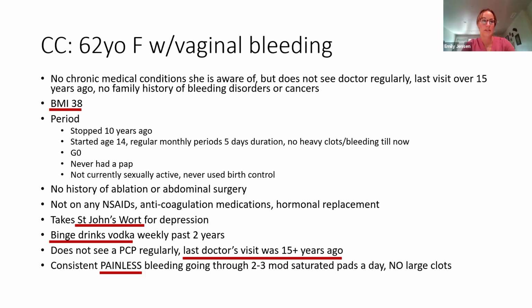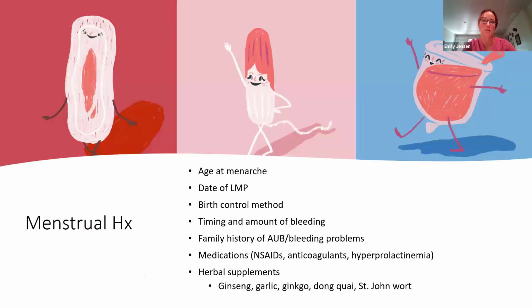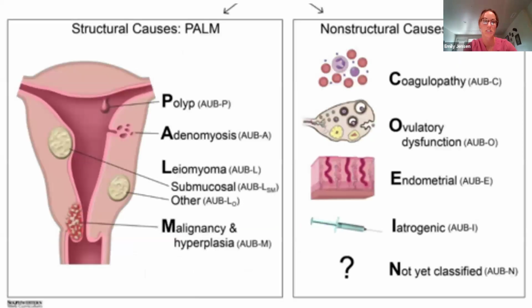So as you're thinking about this patient, I added this on, but St. John's wort can increase your PT time. So it does kind of mess with your coagulation cascade a little bit. Then here's just a reminder, ask all these questions. What's your menstrual history? Make sure you're getting this information from your patients. And then here's a reminder of our PALM-COEIN. Hopefully you got it down.